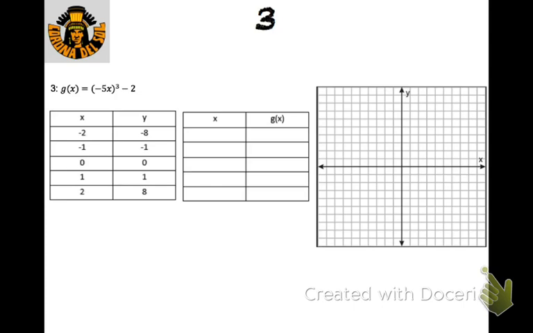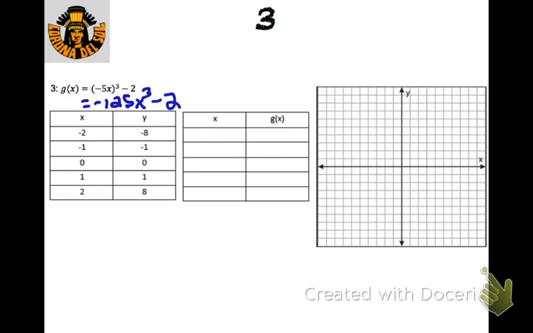Don't have to worry too much about this one. You don't have one like this necessarily on the sled, but one way you could do this is you could actually multiply this out. So if you do negative 5 cubed, it's negative 5 times negative 5 times negative 5. So it turns out to be negative 125. And then it's x cubed, and then minus 2.